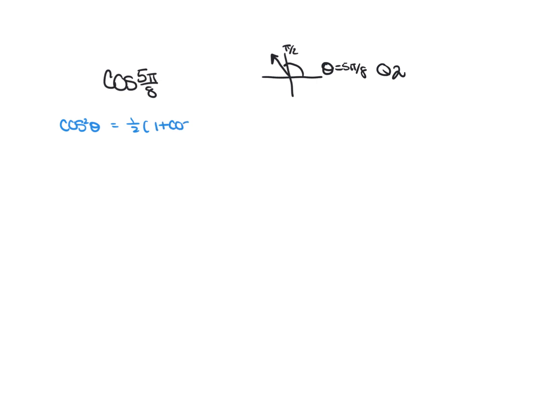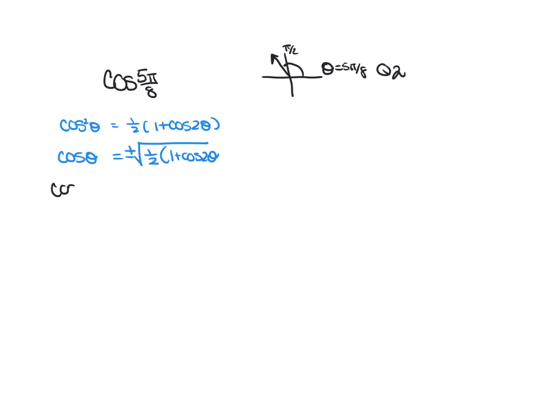So in this problem, I want to find the exact value of cosine of 5 pi over 8. This is pi over 2. 5 pi over 8 is just past the half. So theta, which is 5 pi over 8, is in quadrant 2. I have cosine squared theta equals 1/2 times 1 plus cosine of 2 theta. Cosine of theta, I'm going to square root, equals big square root of 1/2 times 1 plus cosine of 2 theta. And when I square root, I have to do a plus or minus.